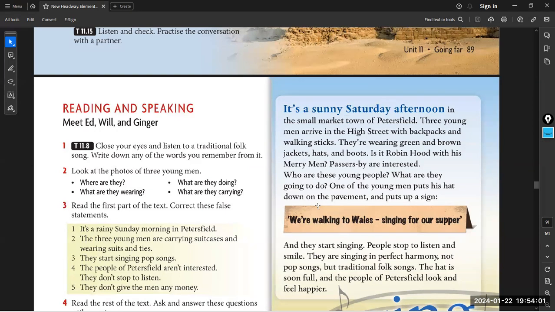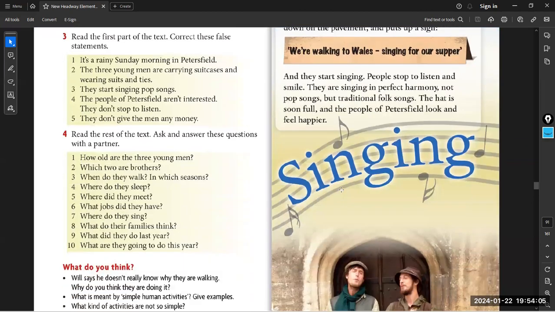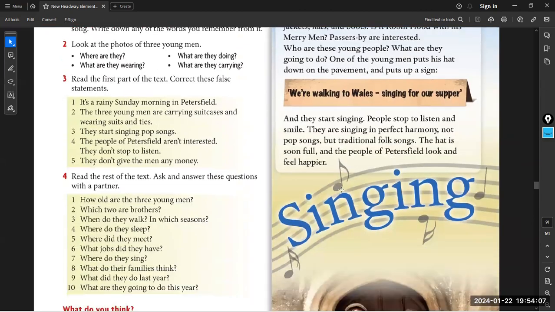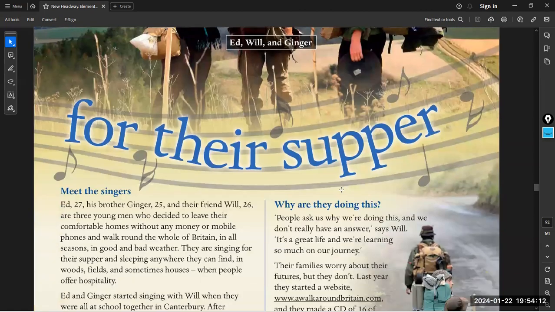Okay, so guys, we still have some minutes. I'm going to ask some of you to read. We have a text. This text is about singing. So we have to read the text, singing for the supper. Do you know the meaning of supper? Who knows? It's a meal after dinner.